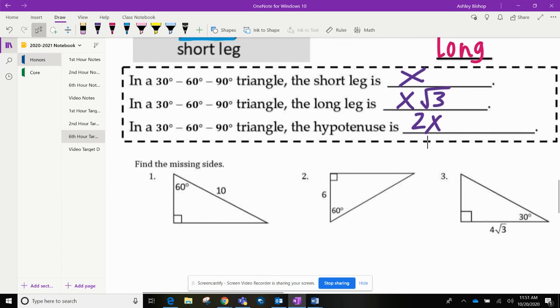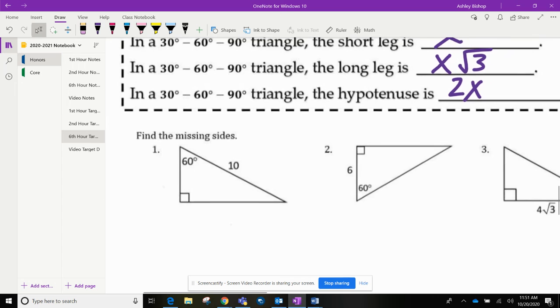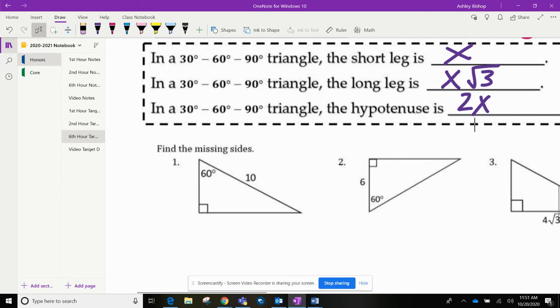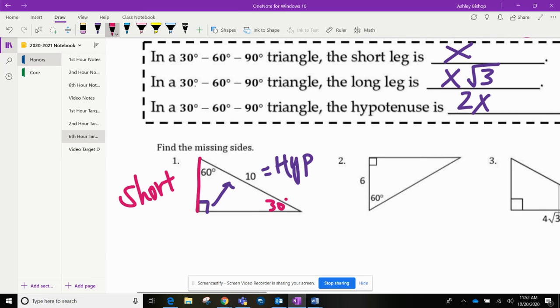Okay, so now we're going to do an example, and we're going to do the steps very similar to what we did yesterday. You're going to label all three of your sides. Here's my hypotenuse, that was my right angle. Then I'm going to go find my short side. My short side is my shortest side. It's also across from my 30-degree angle, which, if I'm missing the 30 degrees, since I know I have 90 and 60, that last one must be 30. And then my long side is going to be over here.